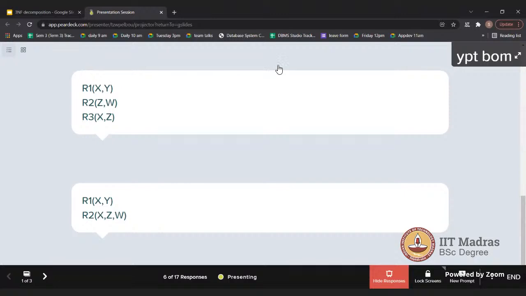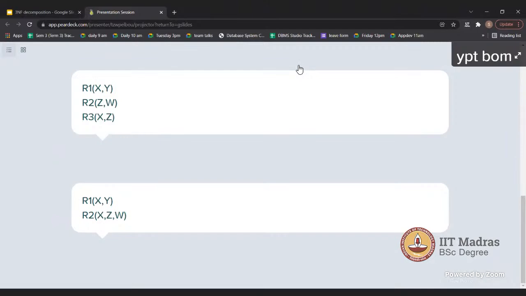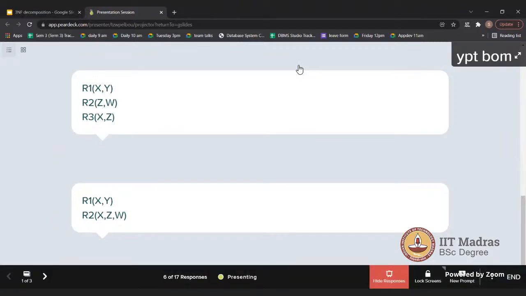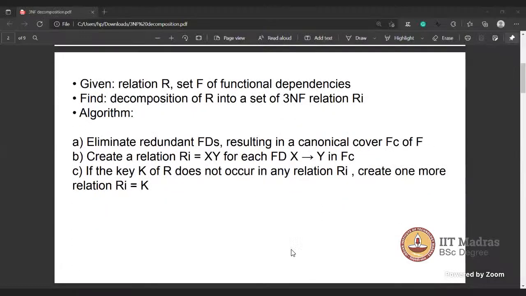Okay. Now I will show you how to decompose into third normal form directly. Let me stop my screen. Let me share. I will show how to decompose a relation directly into 3NF.